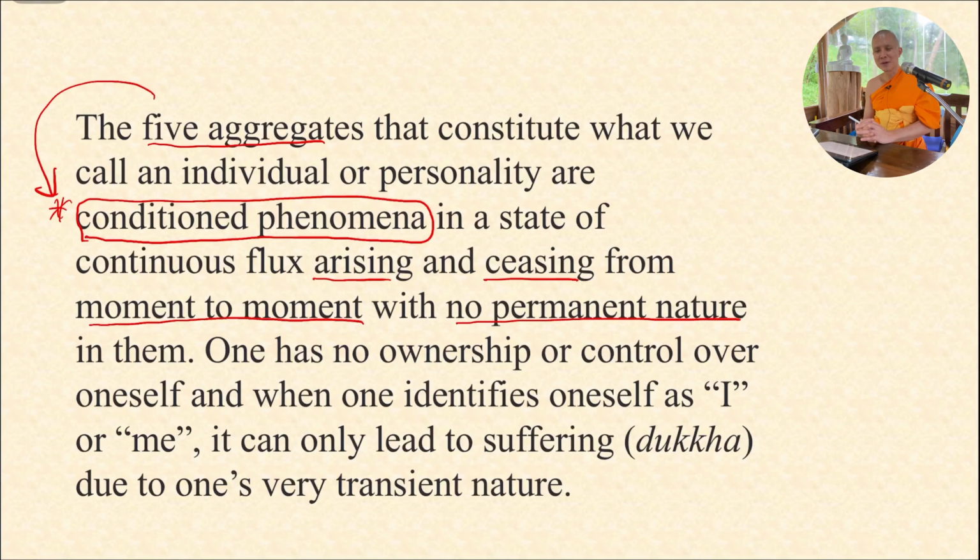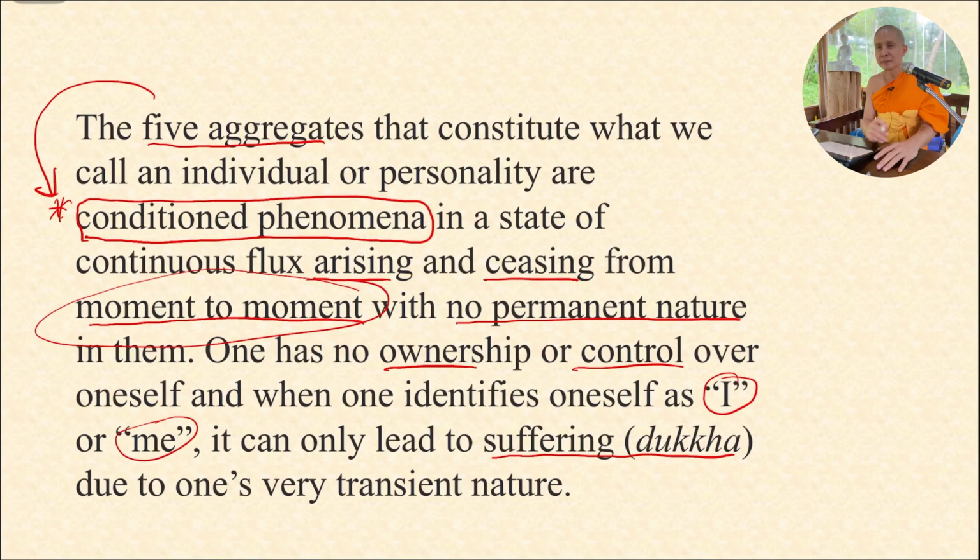Every moment to moment, one has no ownership or control over oneself. When one identifies oneself as I or me, it can only lead to suffering or dukkha. Similar to what Bhikkhuni Vachura said, we have no control or ownership over ourselves. It's just a conditioned thing put together. Once this conditioned thing separates, life is gone. So when we cling to this, we suffer because it is changing moment to moment.